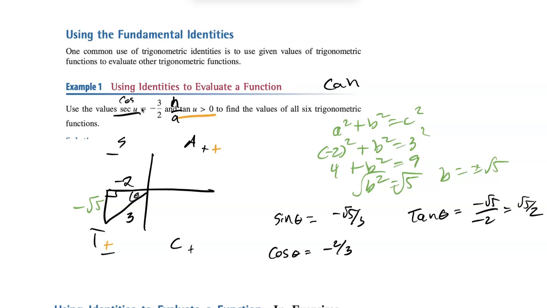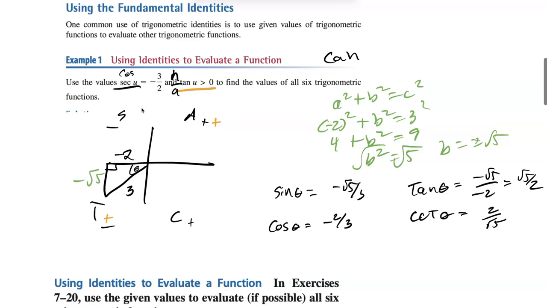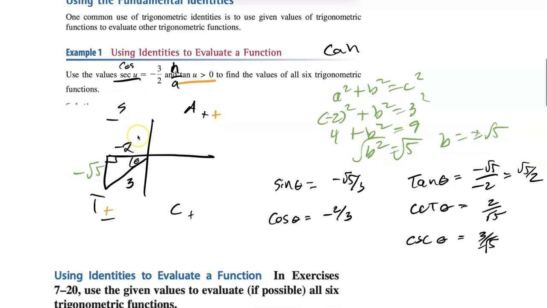Then just reciprocal functions. Cotangent, just flip it: 2 over square root of 5. You could rationalize if you want. And then we have cosecant, because we already have secant. It's just 3 over negative root 5. Same idea. If you want to rationalize, go ahead. I'm fine with it.